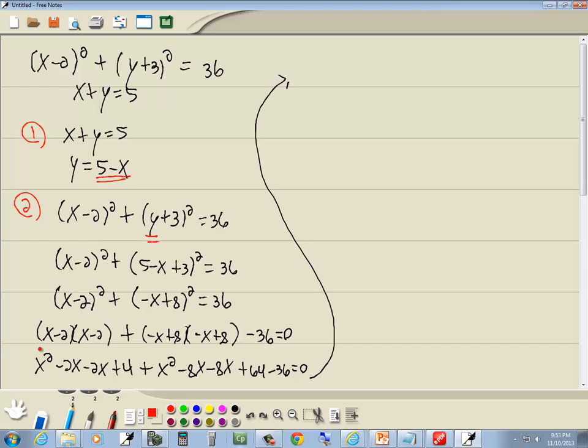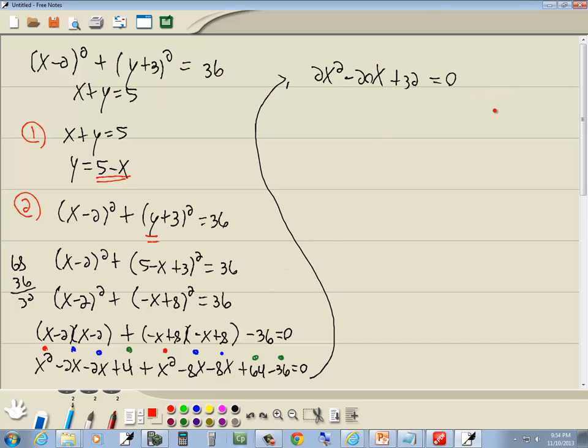Now, combine like terms. We got an x² plus an x², that gives us 2x². We have −2x and −2x, which is −4x, and −8x and −8x, which is −16x. That gives us −20x. And then we have 4 plus 64 is 68, minus 36 is 32. So that gives us plus 32 equal to 0.